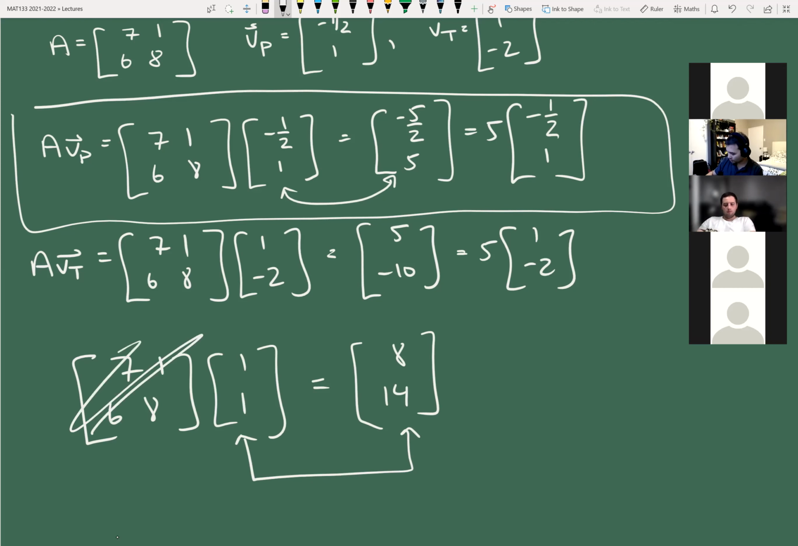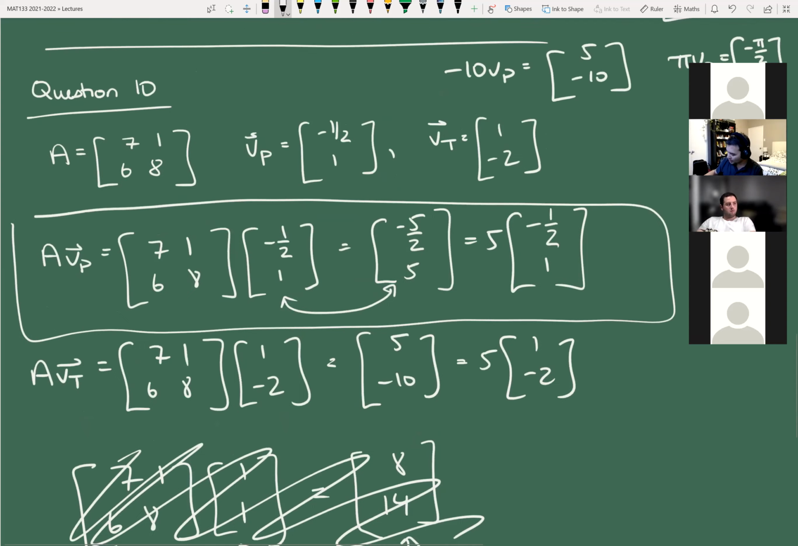It doesn't work, right? But up here, when I plugged in [-1/2, 1] and I tried, oh yeah, it does actually work, right? And it works with an eigenvalue of 5. And same thing when I did [1, -2], right? So the eigenvalue is lambda. Does the eigenvector have a symbol?